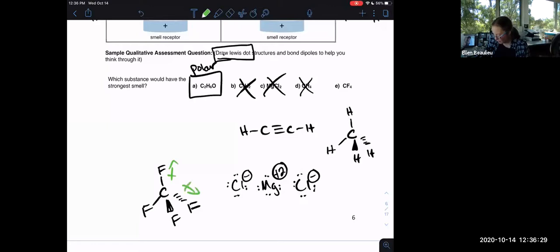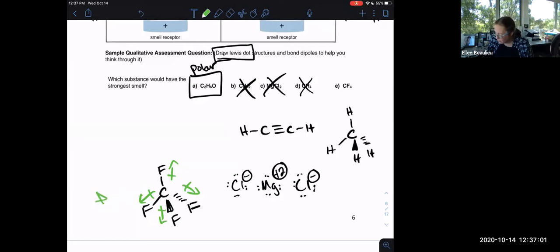All of these bonds are polarized. All of these carbon fluorine bonds are polarized. If I think of each of these little bonds to fluorines as vectors and I pull on all of them, equal and opposite, this shape can't go anywhere. If I pull on all of these bonds equally and oppositely, then all of those vectors cancel.